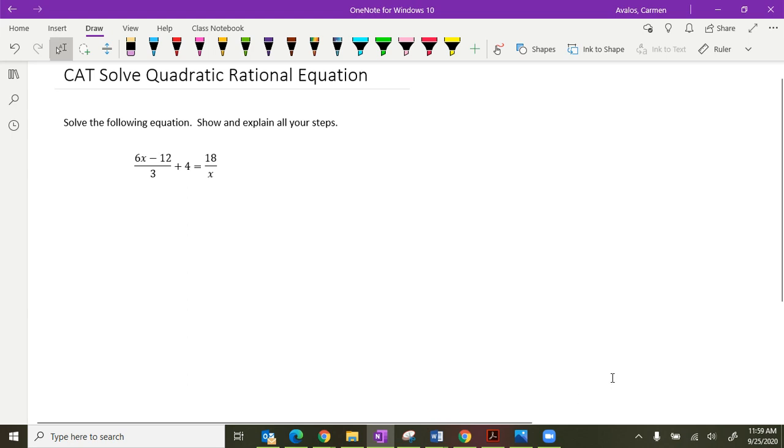Okay, so we're going to be solving this rational equation, and notice how it says solve. So your answer is going to be x equals, we want to solve for x, because there's no other variable anyway. Solve tells us that our solution is going to be x equals, and we're going to put it in set notation.